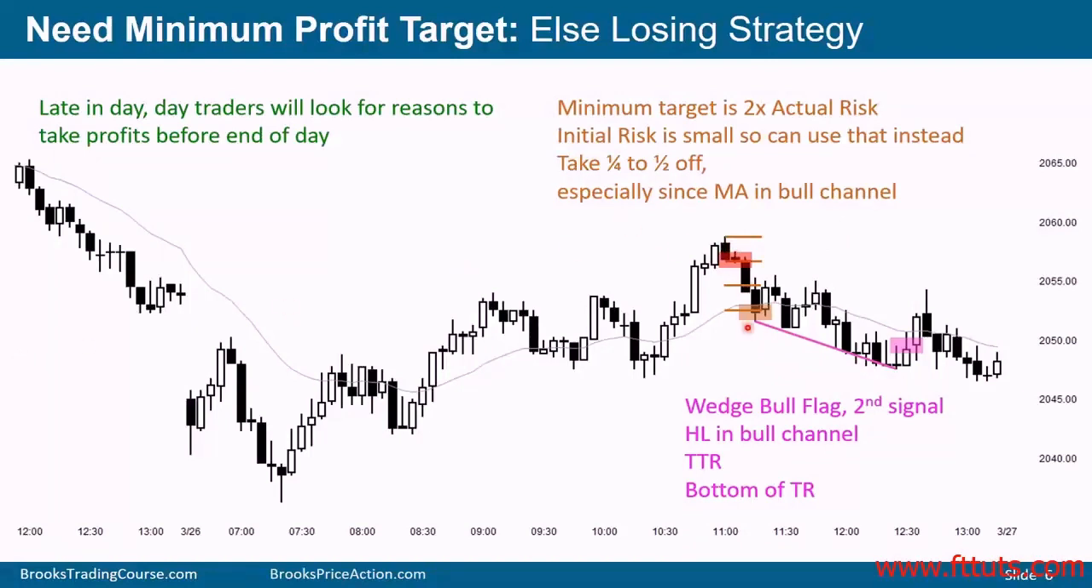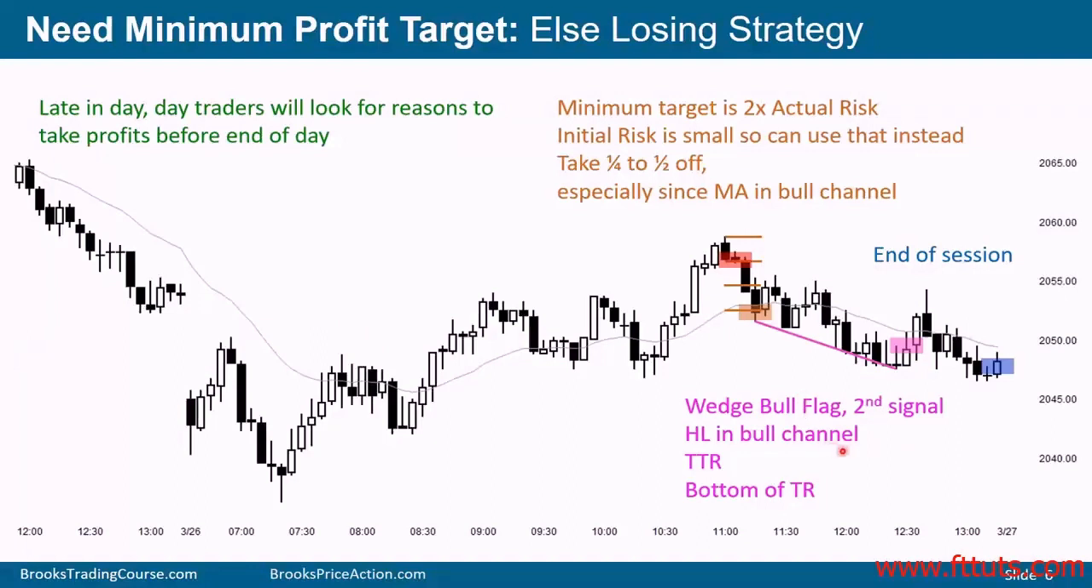We have a bear spike, a bear breakout, second push, third push, and now we're getting a second reversal up, first reversal up, second reversal up, and we're getting near this low, the bottom of the final bull leg. We might be entering a trading range. We're also getting late in the day. It's reasonable to take profits here as well.